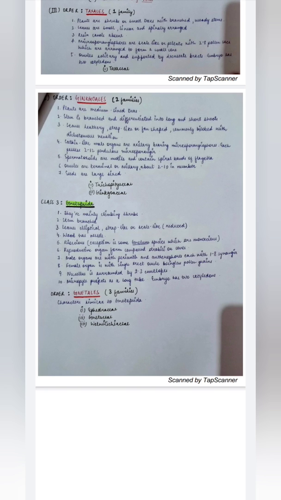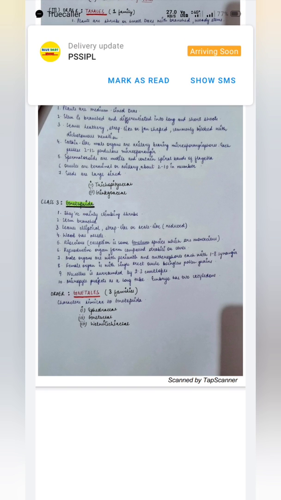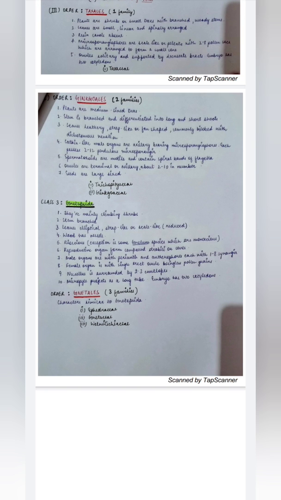Nucellus is surrounded by 2-3 envelopes. Micropyle projects as a long tube. An embryo has 2 cotyledons. Order Nitales. The characters are similar to Nitopsida class. The Nitales order have 3 families, that is Ephidraceae, Nitaceae and Welwitschia.